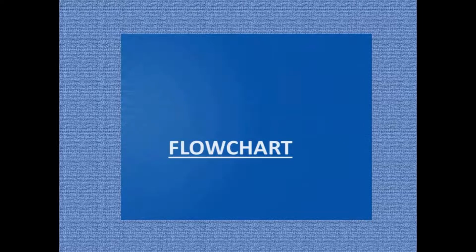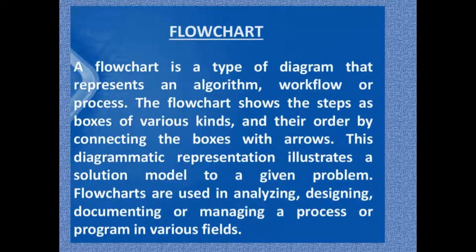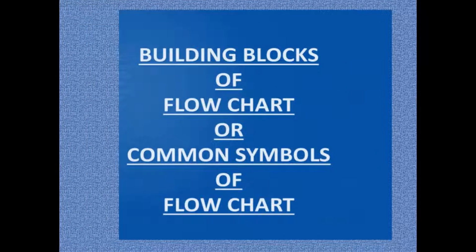Now, I will talk about flowcharts. Flowcharts are diagrams which visually represent the flow of data. This means by seeing a flowchart, anyone can know the operations performed and the sequence of these operations in a system. Algorithms are nothing but a sequence of steps for problem solving. So flowcharts are actually used for representing algorithms. Flowcharts show steps using boxes and we connect them with arrows. This gives us a solution model to the given problem. They help us in analyzing, designing, documenting, and managing programs in various fields.